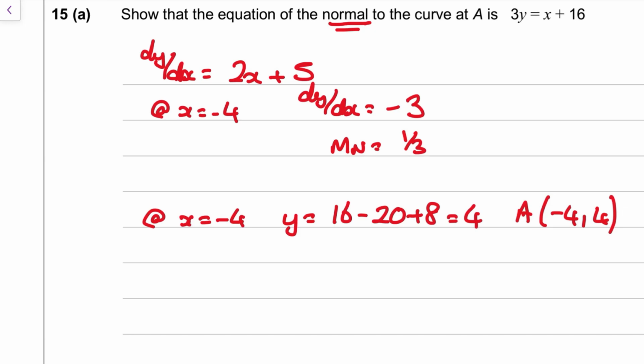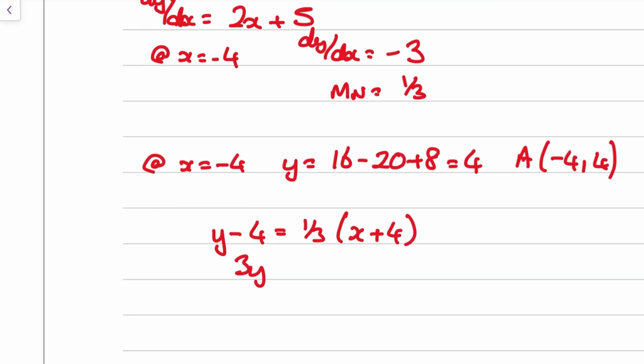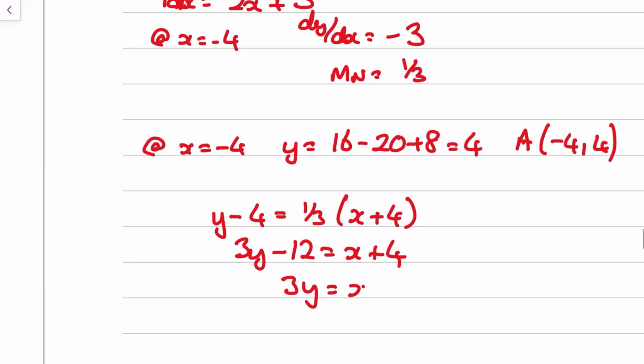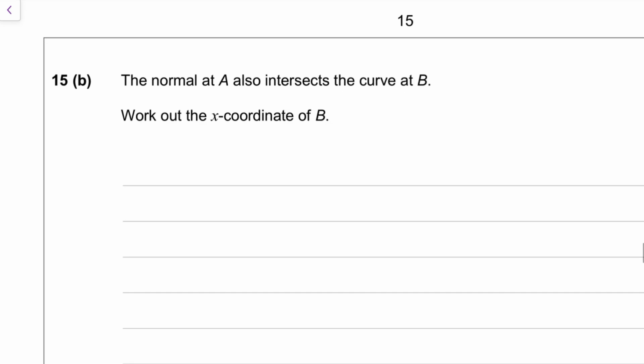Then I need to put all that in to show the equation of the normal. So the equation of my normal is going to be y minus y1, which is y minus 4, equals a third, the normal gradient, times x minus minus 4, which is plus 4. Let's then expand this. I've got 3y minus 12 is equal to x plus 4, which means 3y equals x plus, 4 plus 12 is 16, and QED, I have done that question. Great.